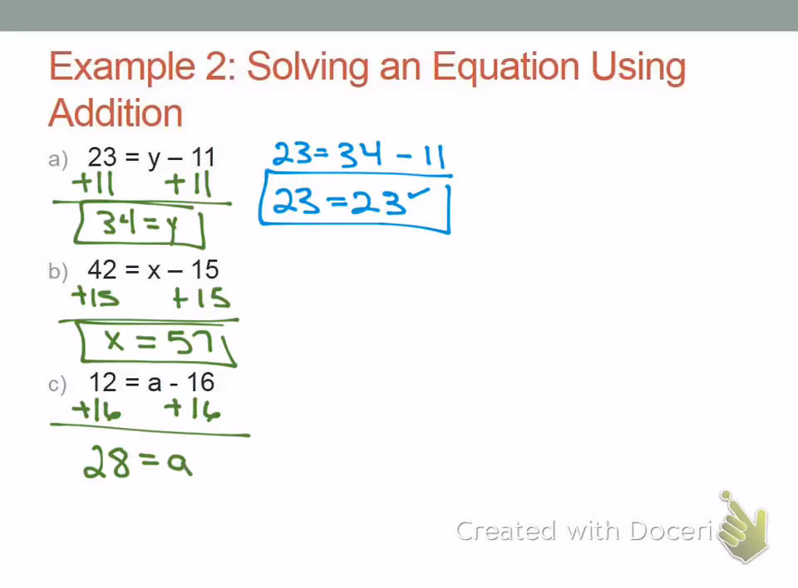All right, now we don't have time to check, but just remember that when you're checking, you need to substitute. And guys, on your homework, show me that both sides equal each other. We learned this last section when we were testing solutions.